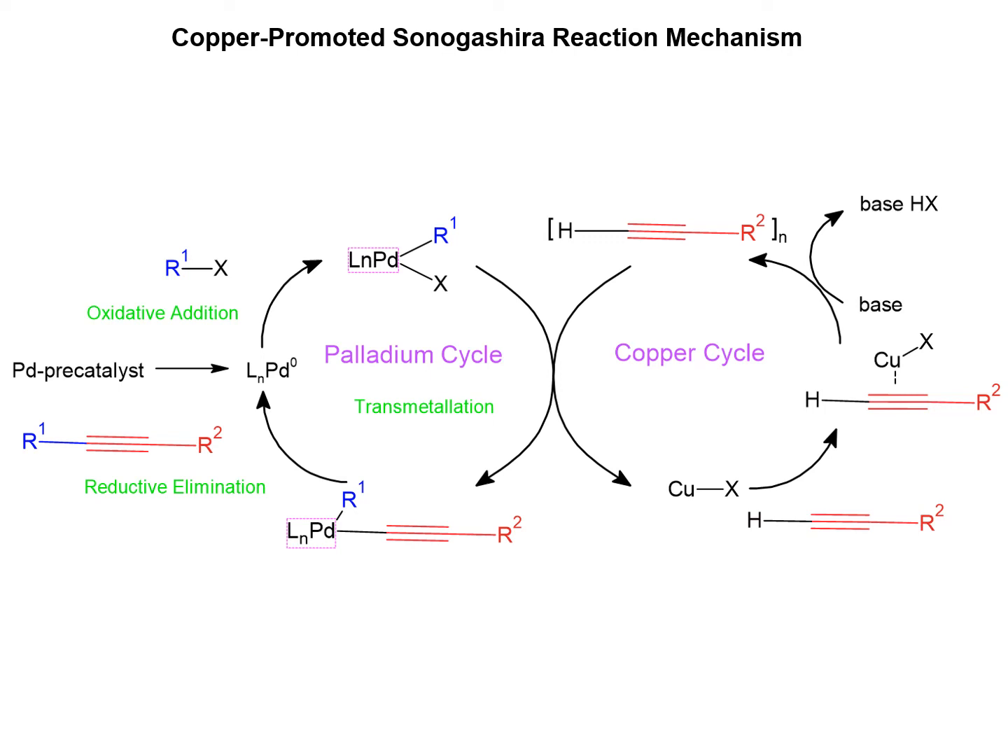As for the copper cycle, it is suggested that the presence of a base results in the formation of the pi-alkyne complex. This increases the acidity of the terminal proton, leading to formation of the copper acetylide upon deprotonation. The acetylide is then involved in the transmetallation reaction with the palladium-2 intermediate.